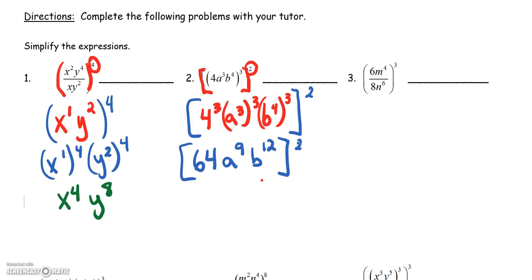Once we have everything inside handled, we're going to take care of that squared power. So we're going to square every single piece of this term. So we'll do 64 squared, we'll do a to the 9th squared, and we'll do b to the 12th squared.